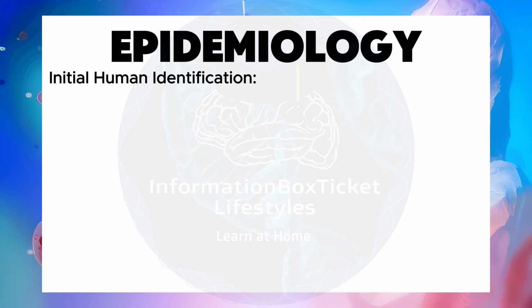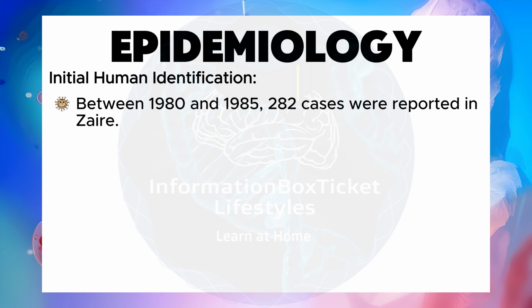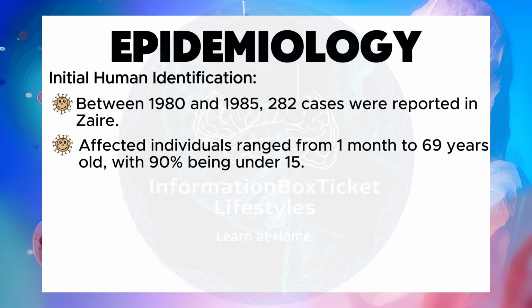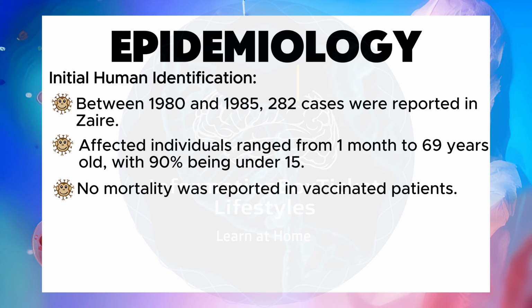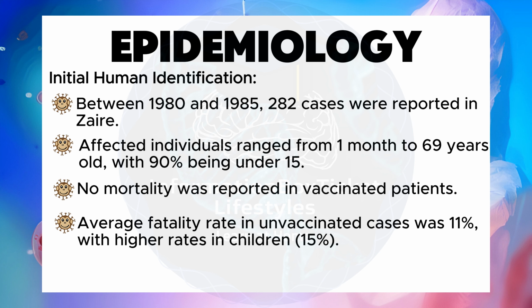Epidemiology. Initial human identification. Between 1980 and 1985, 282 cases were reported in Zaire. Affected individuals ranged from 1 month to 69 years old, with 90% being under 15. No mortality was reported in vaccinated patients. Average fatality rate in unvaccinated cases was 11%, with higher rates in children, 15%.